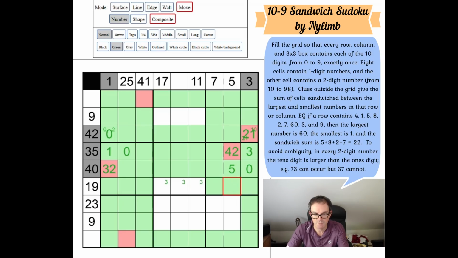So we actually know that this is not 5. The 5 must be here, and the 0 must be here. And so there's a 0 in the top row of the grid. Now that's interesting as well, because that 0 can't be in a 2-digit cell. So wherever this 0 is, it's going to bound its sandwich in the column.